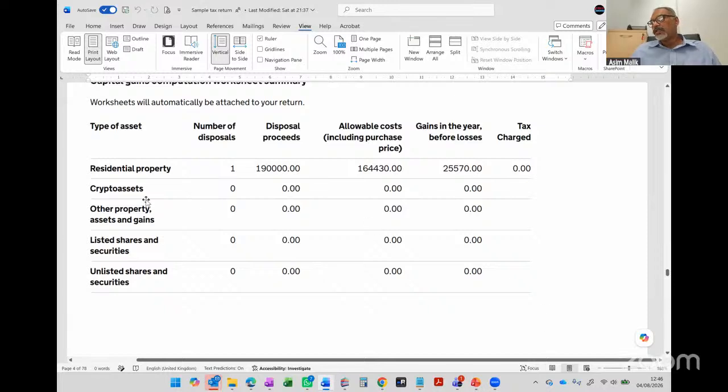Cryptocurrencies, again, not very common, but yes, it's part of capital gains tax unless you are running it as a business, in which case it becomes business tax. Shares: special rules apply, but that is also part of capital gains tax. Whether it's listed shares or unlisted shares, it's more or less the same, but for disclosure purposes HMRC wants you to separate listed and unlisted shares.